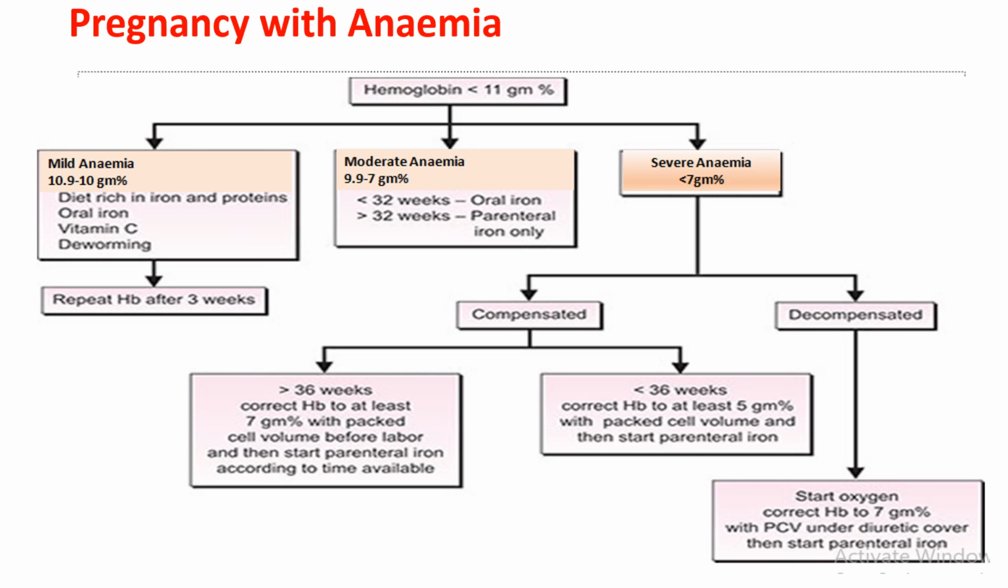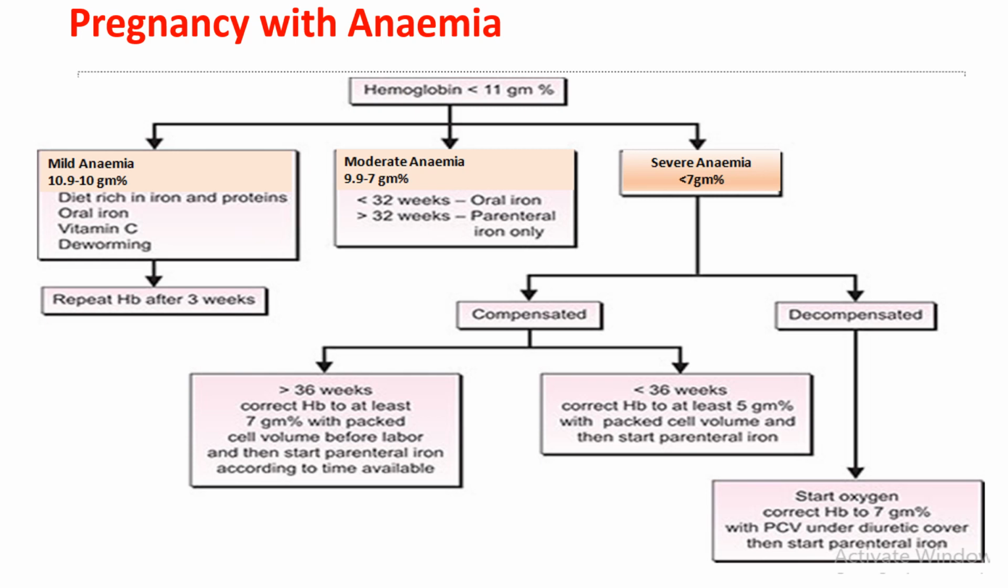In case of severe anemia, supposing it was given as 6, the status would have changed to pregnancy with severe anemia. If it is compensated and more than 36 weeks of gestation, one has to correct the hemoglobin to at least 7 gram% with packed cell volume before the labor, and then start parenteral iron according to the time available. But if it is less than 36 weeks, that is, we have a little more time in hand, we have to correct the hemoglobin to at least 5 gram% with packed cell volume and then start the parenteral iron.